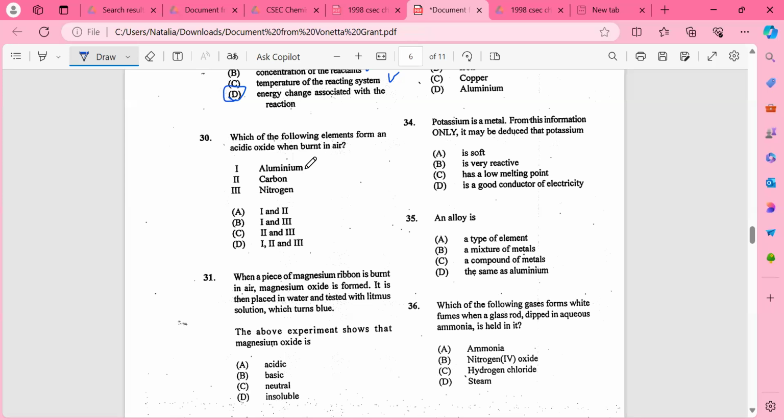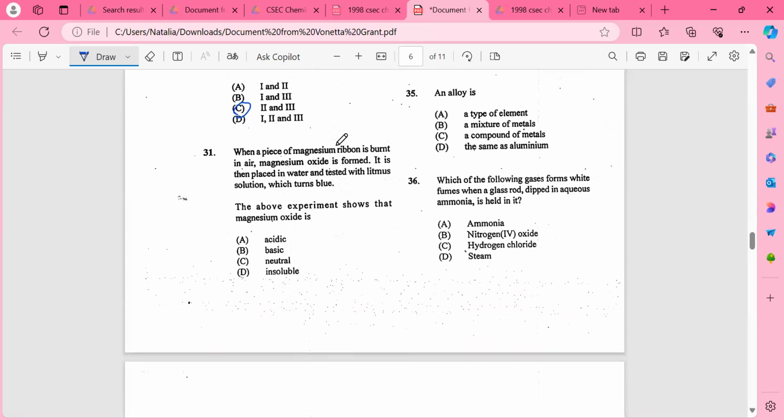So we're looking for non-metals, which form acidic oxides. So the non-metals here are carbon and nitrogen. So that's 2 and 3. So our answer is C.